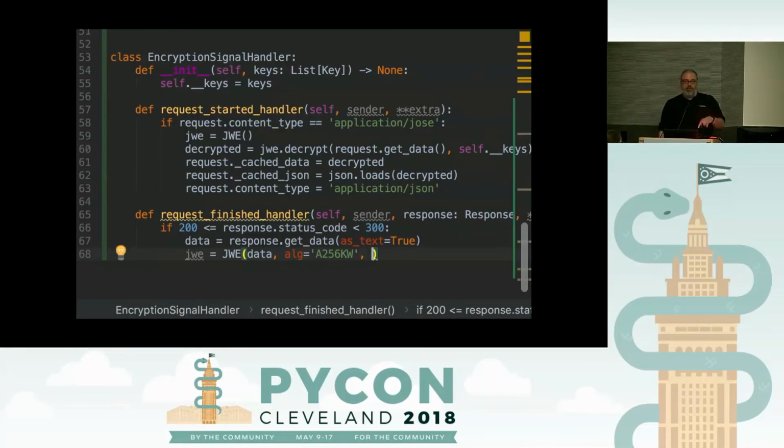The algorithms that are available are in the JOSE spec, which is an IETF spec under JSON Web Algorithms. So the little shorthand stuff is all in there. Okay. And then we want to provide how we're going to encrypt. So what we want to do is encrypt using AES 256 CBC.